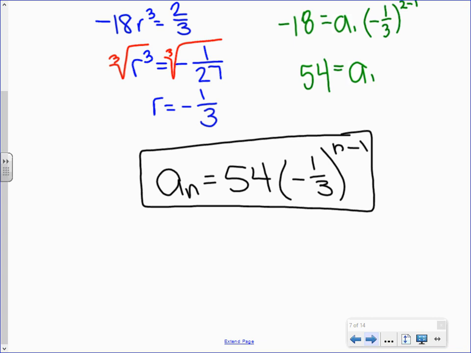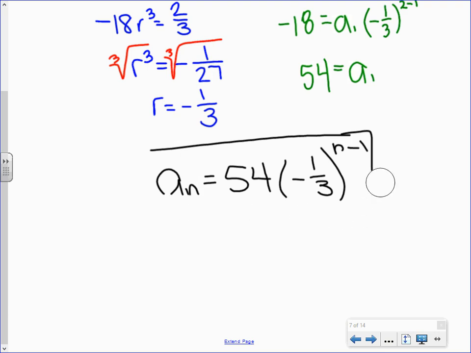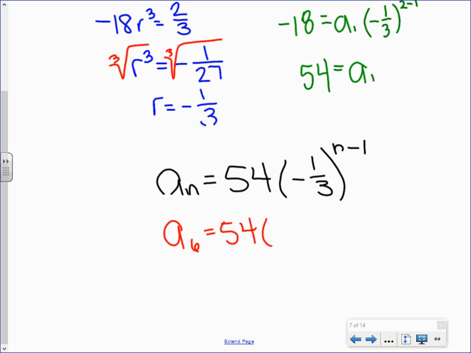Oh, is that not what we were asked to do? Find the sixth term. Okay. Well, that would be how you would find the definition. So now that we have it, we can plug in. Sorry, I got so excited to find it.